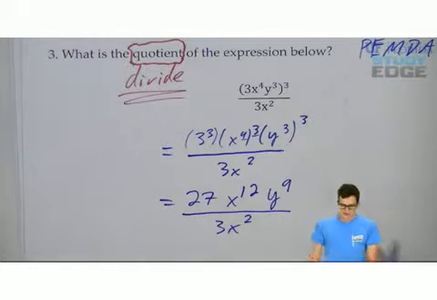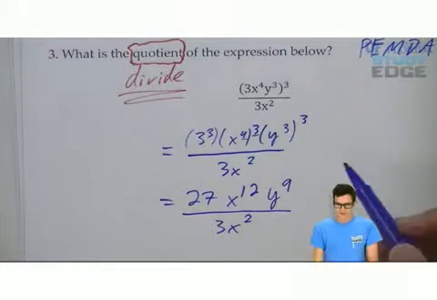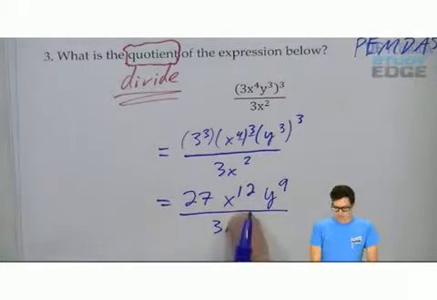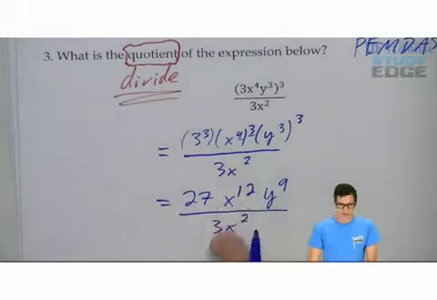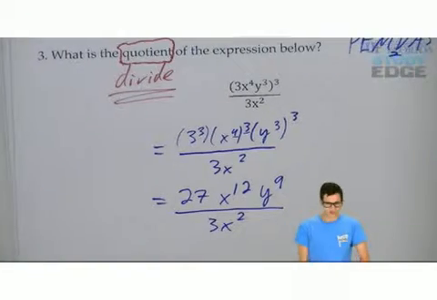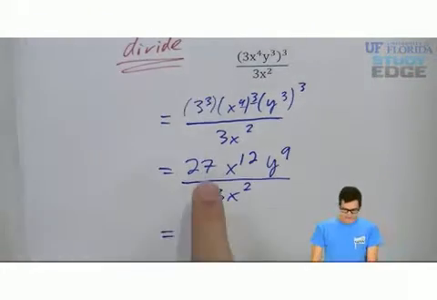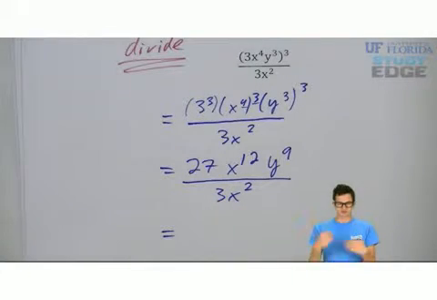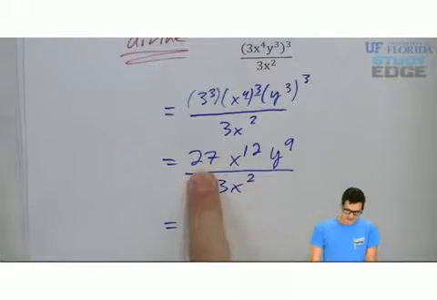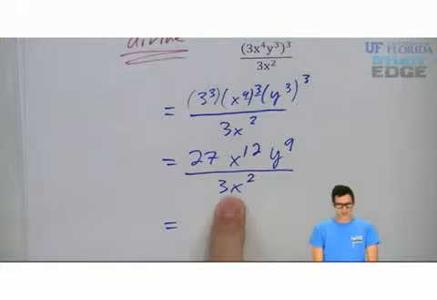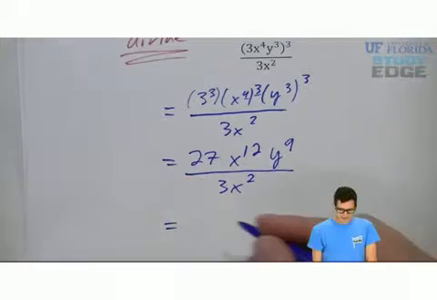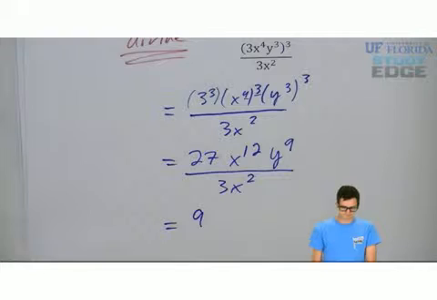Now that we have our exponents taken care of, we can do multiplying or dividing. We're not going to multiply anything across the top, but we do have division here. Remember, we can only divide like terms. So we have 27 and 3. Those are both coefficients. They're both just numbers. So we have 27 over 3. We can simplify that. If you divide 27 by 3, you get 9.